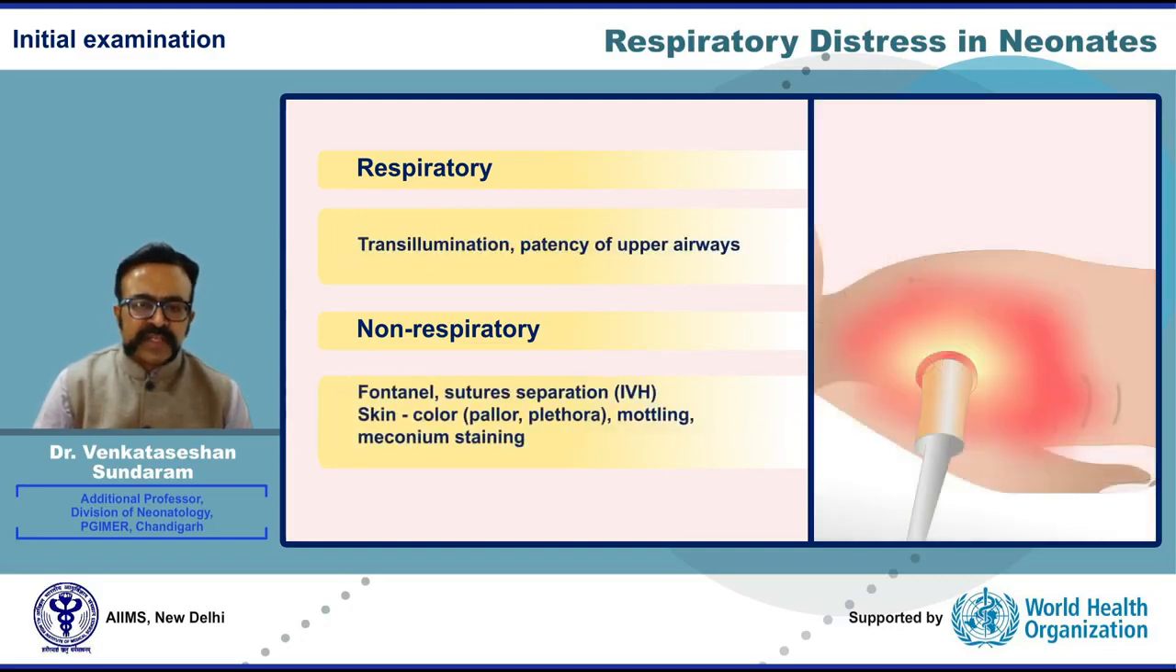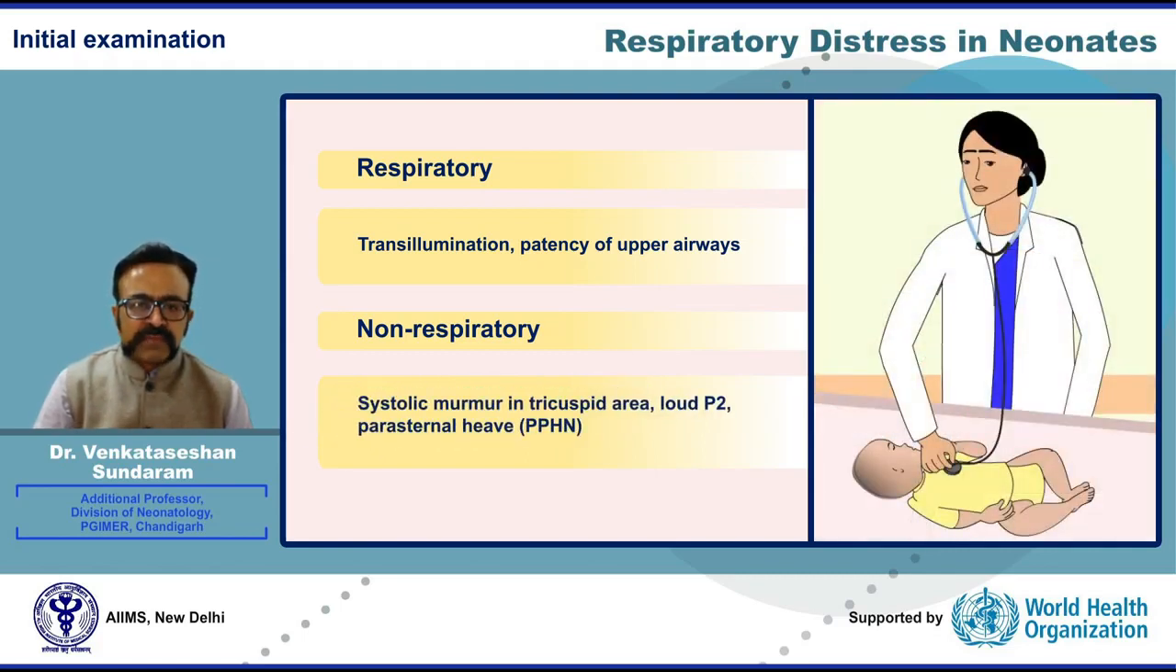Chest wall transillumination using a cold light source would help to diagnose pneumothorax. Another clue is a systolic murmur in the tricuspid area along with a loud second heart sound and a parasternal heave, which points towards pulmonary artery hypertension. So these are some clues in the examination which can help to understand the etiology better.